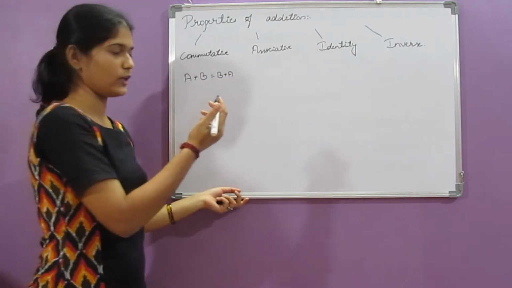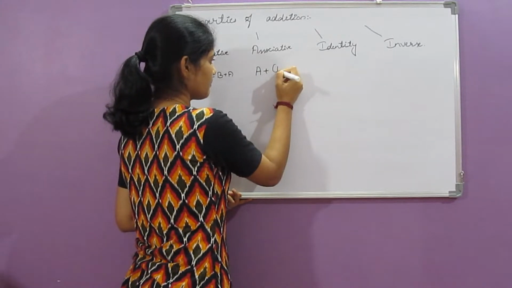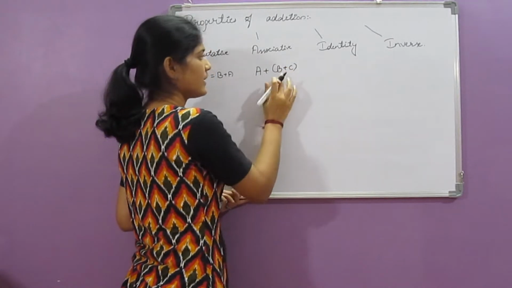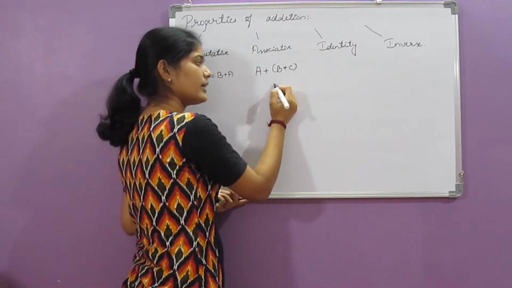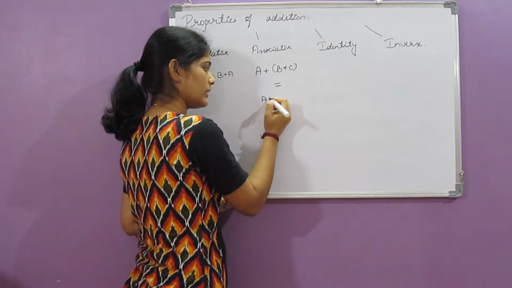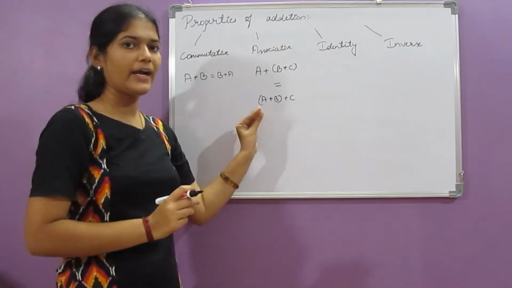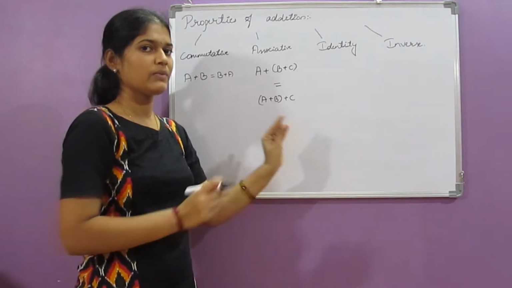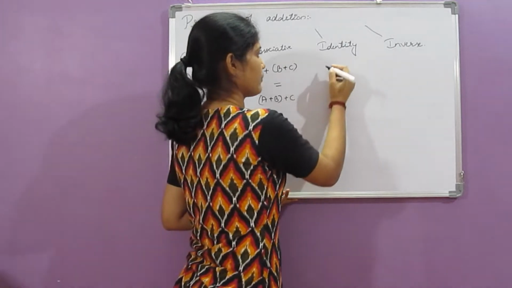Then comes the associative property. Associative property means A plus B plus C. That is, if we add B plus C first, then add A to it, it will always be equal to A plus B plus C. That is, if we add A plus B first, then add C. Both will be same. Then the next property is identity property.